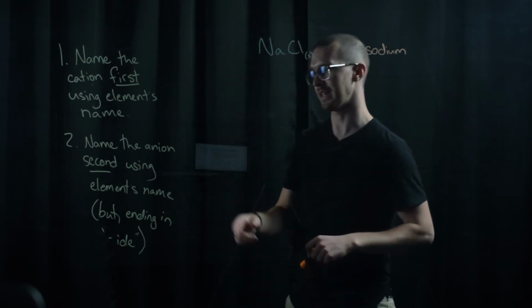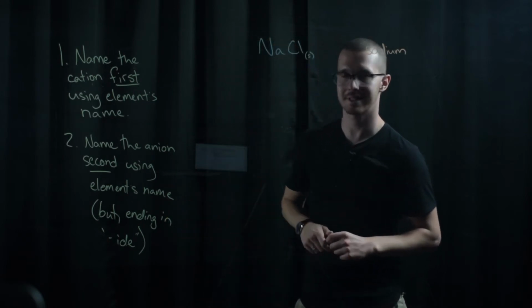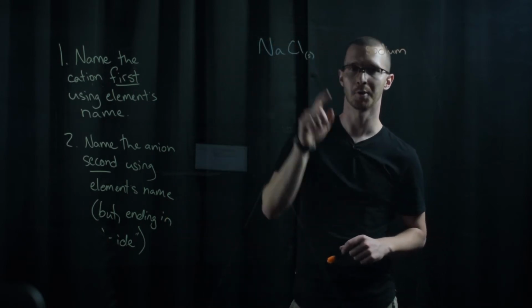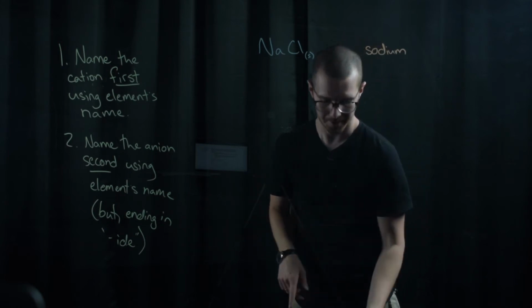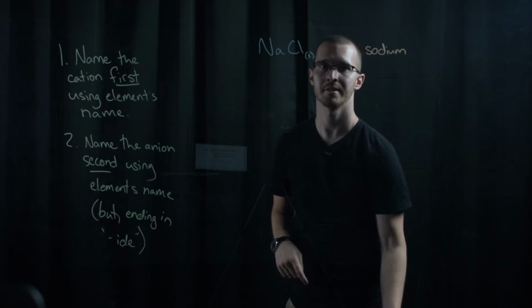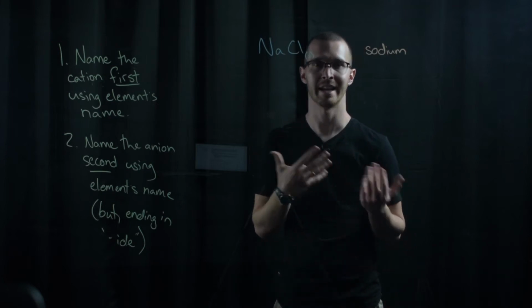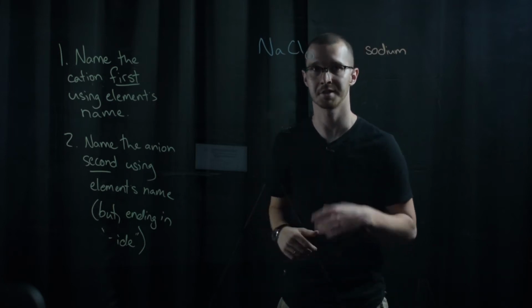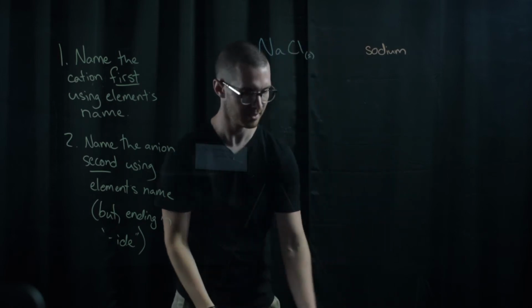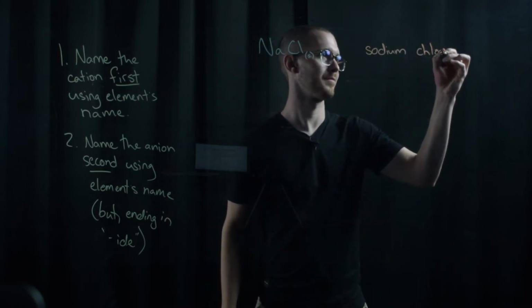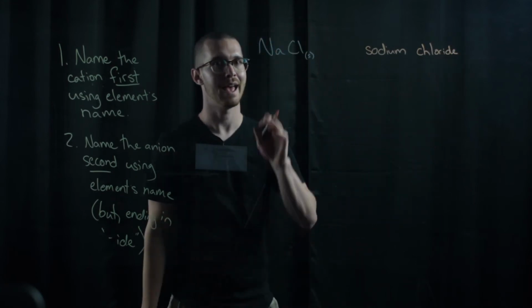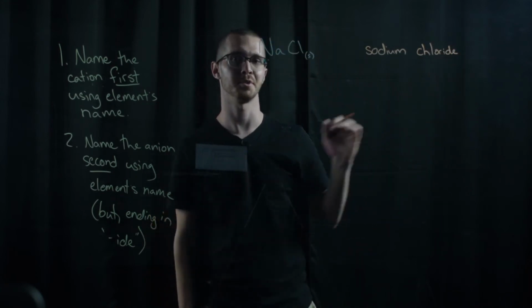Now after that, what I need to do is name the anion second. So the anion is chlorine, but we're going to end it in "ide." Now the nonmetals, when they're anions, we call them ide ions, or chloride ions. So in this case, instead of chlorine, we would write chloride. So when we name NaCl, we call it sodium chloride.